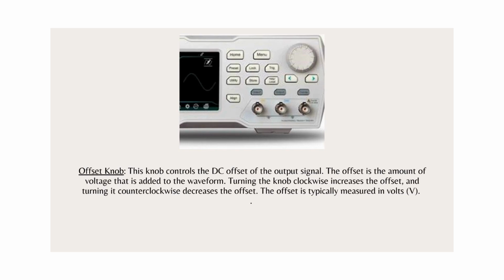Lastly, we talk about the offset knob. This knob basically controls the DC offset of the output signal. The offset is the amount of voltage that is added to the waveform. Turning the knob clockwise increases the offset, and turning it counterclockwise decreases the offset. This offset is typically measured in volts.